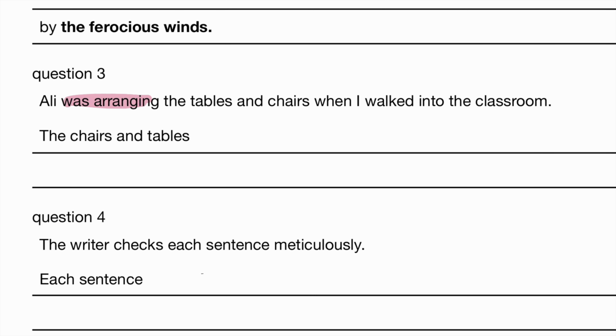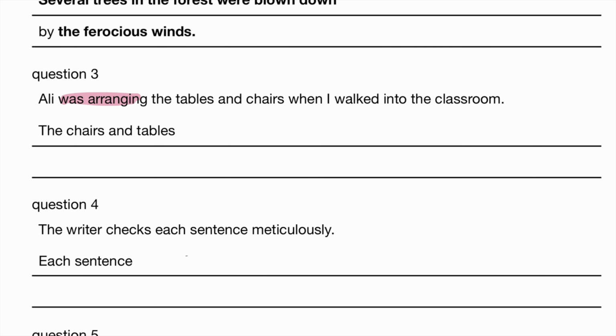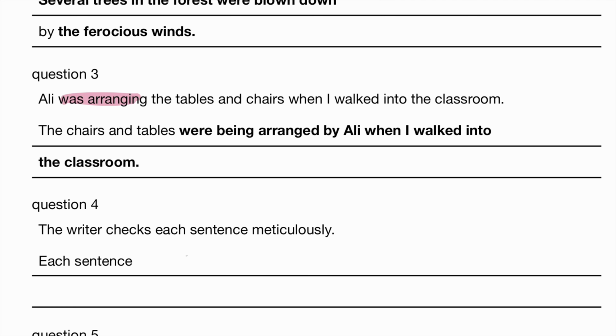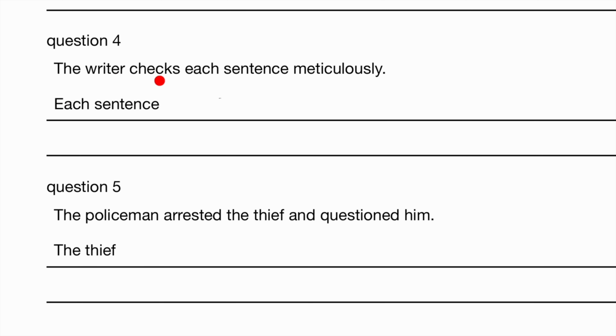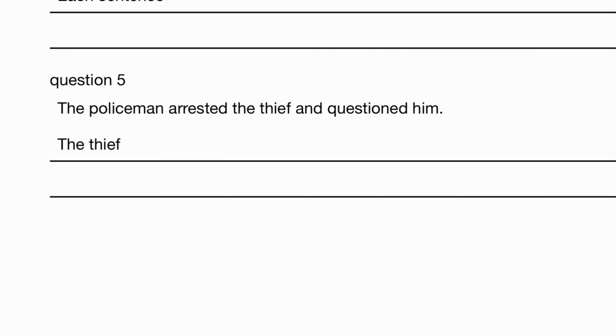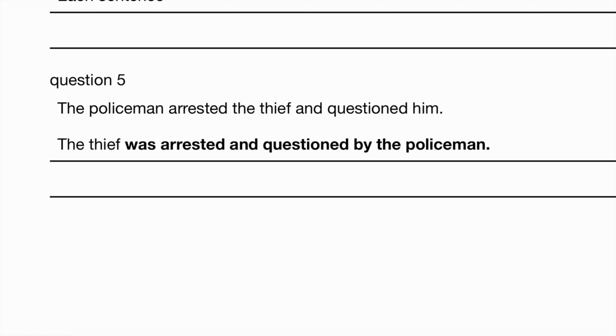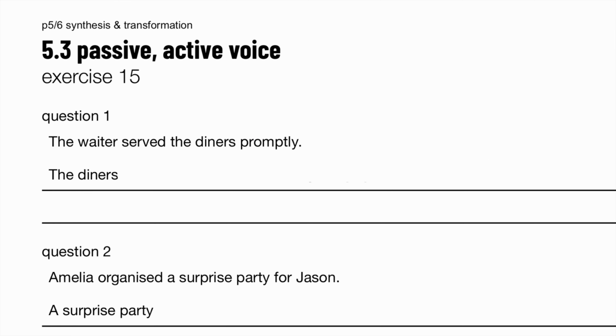Ali was arranging, again ing in the question, the tables and chairs when I walked into the classroom. The chairs and tables were being arranged by Ali when I walked into the classroom. The writer checks, in the present tense, each sentence meticulously, very careful with the small details. Each sentence is checked meticulously by the writer. The policeman arrested, in the past tense, the thief and questioned him. The thief was arrested and questioned by the policeman.